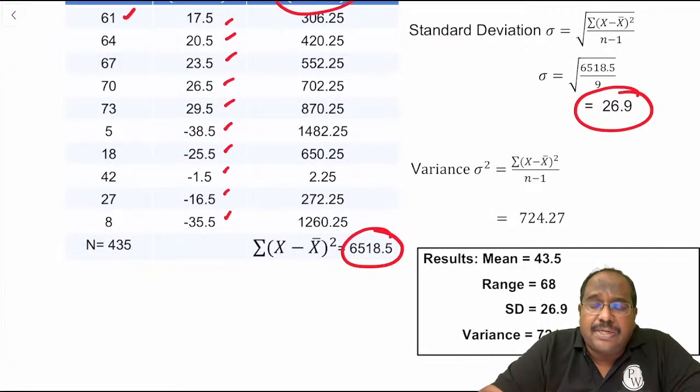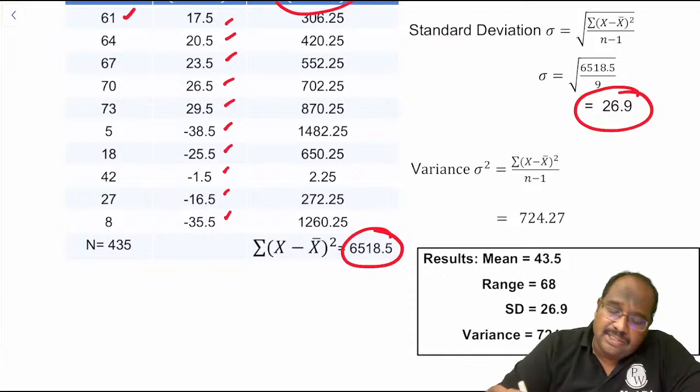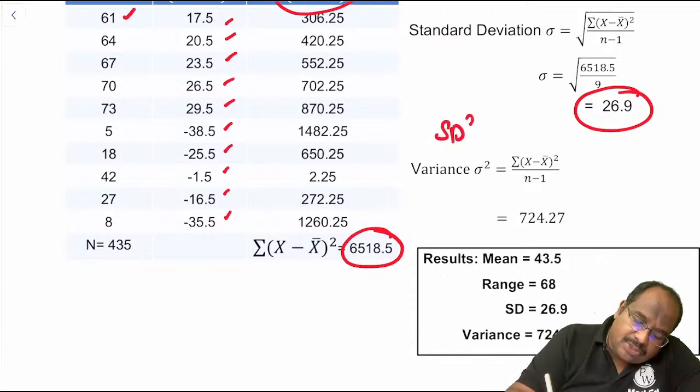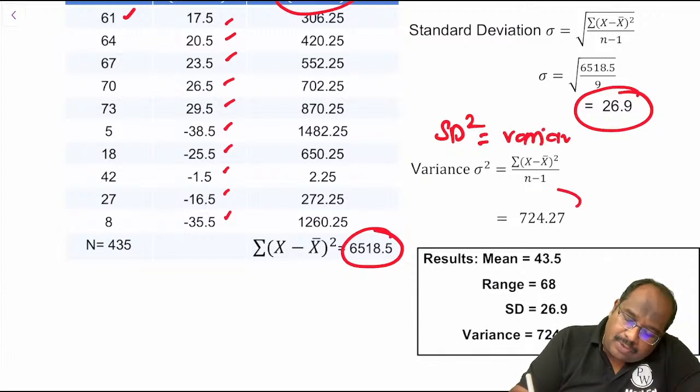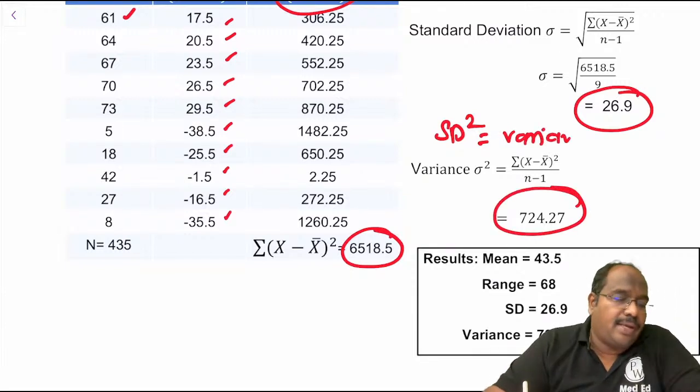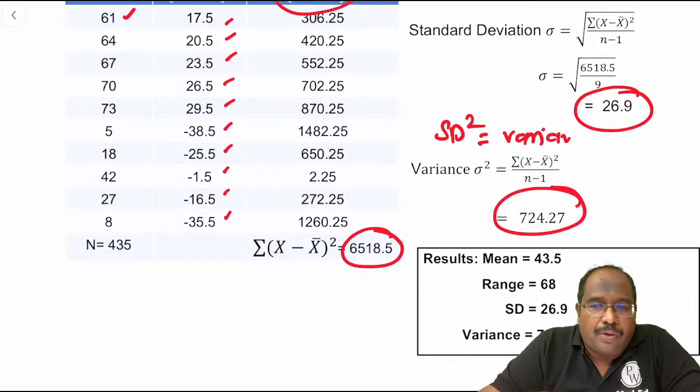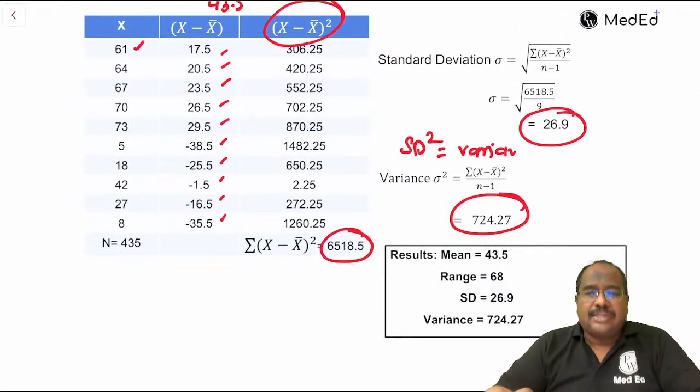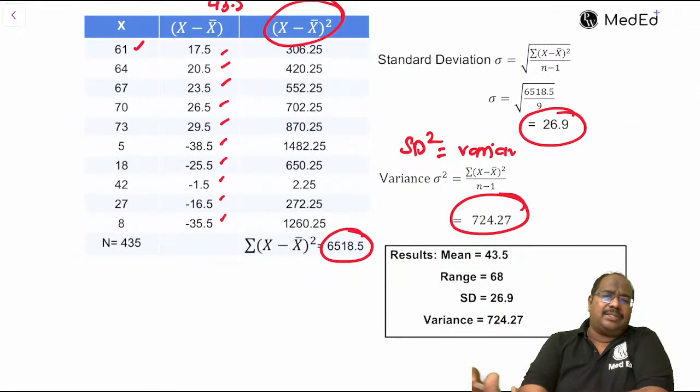And the fourth one, what is variance? Variance means SD square is variance. So you have to square the 26.9. You are going to square it, guys. Okay, fine. This is commonly asked. This is also commonly asked.